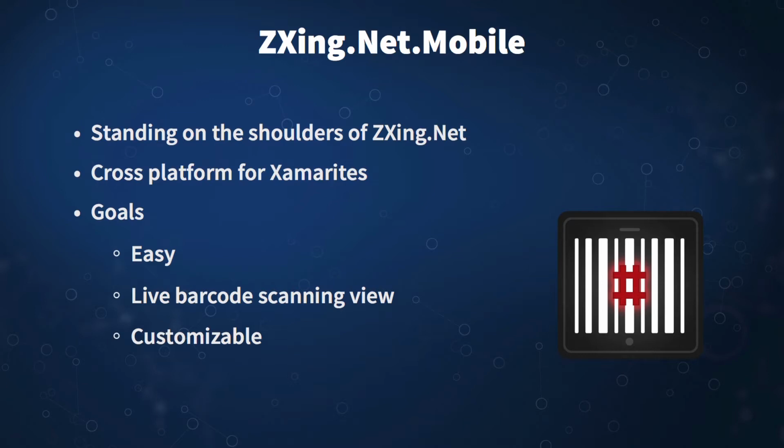And my goals were basically simply what you see here. They're easy to use. The concept of scanning barcodes really isn't that difficult. It's like, here's an image. Tell me a value from a barcode in that image. So I wanted it to be easy, 2 lines of code. I wanted a live barcode scanning view, and that's something that zebracrossing.net, the base project, doesn't give you. It's more generic of a project, and that's its goal.